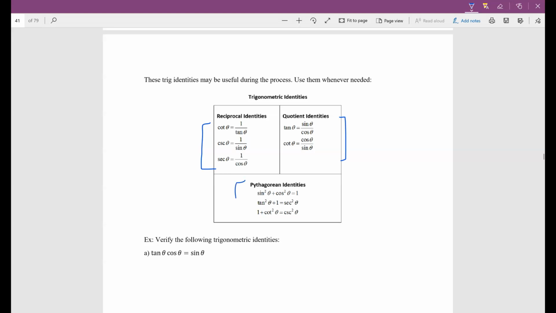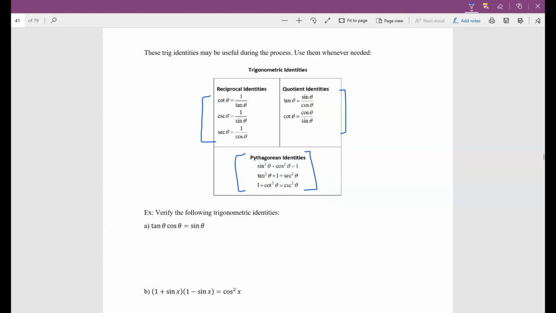And then you have our Pythagorean identities. Sine squared theta plus cosine squared theta equals 1. Tangent squared theta plus 1 equals secant squared theta. And 1 plus cotangent squared theta equals cosecant squared theta.